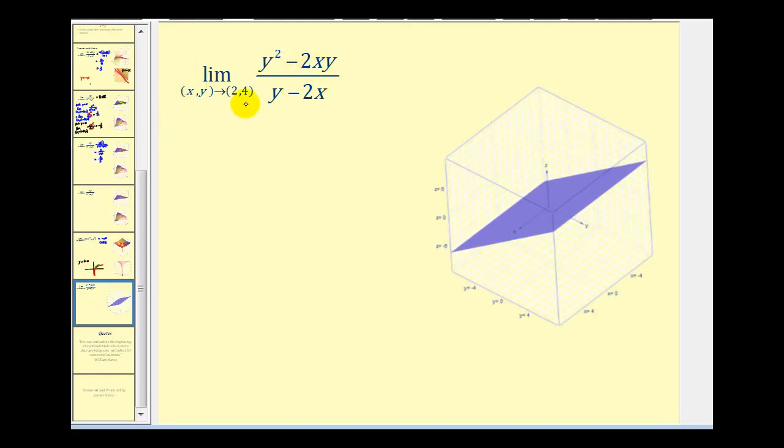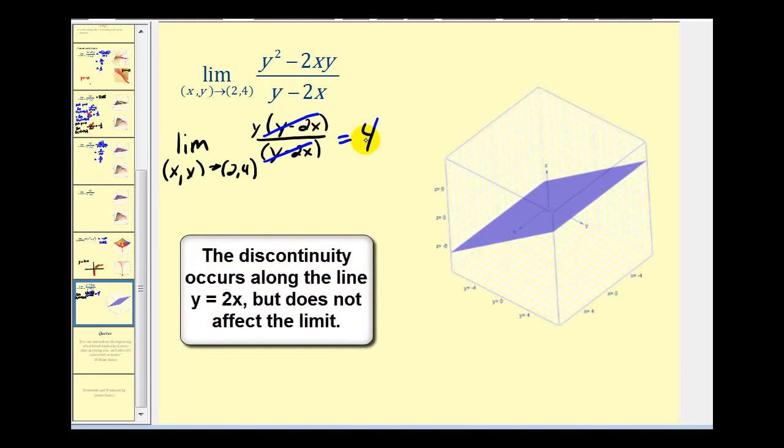The numerator is factorable because there's a common factor of y. So let's go ahead and factor the numerator. We'll have y times (y minus 2x) all over (y minus 2x). And notice that this rational function simplifies nicely, and when it simplifies, it eliminates that discontinuity. So now we just have the limit as (x, y) approaches (2, 4) of y, and y is approaching 4, so this limit is equal to 4. So just like we saw with functions in terms of one variable, if the rational function can be simplified, it can often remove the discontinuity, making the limit much easier to determine.